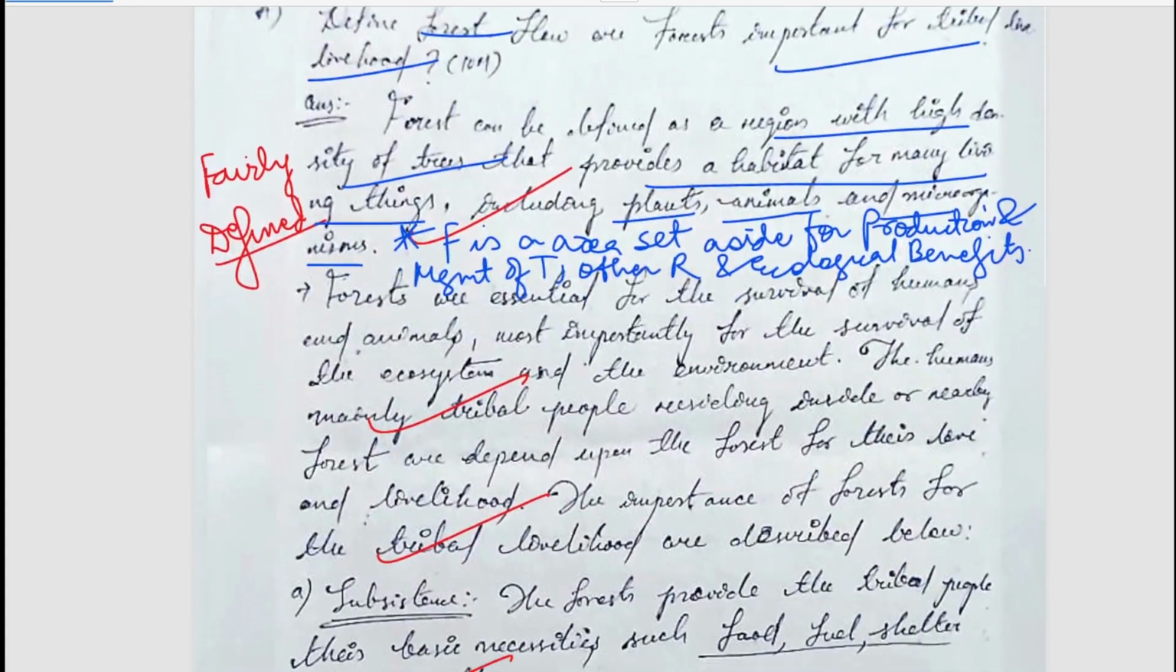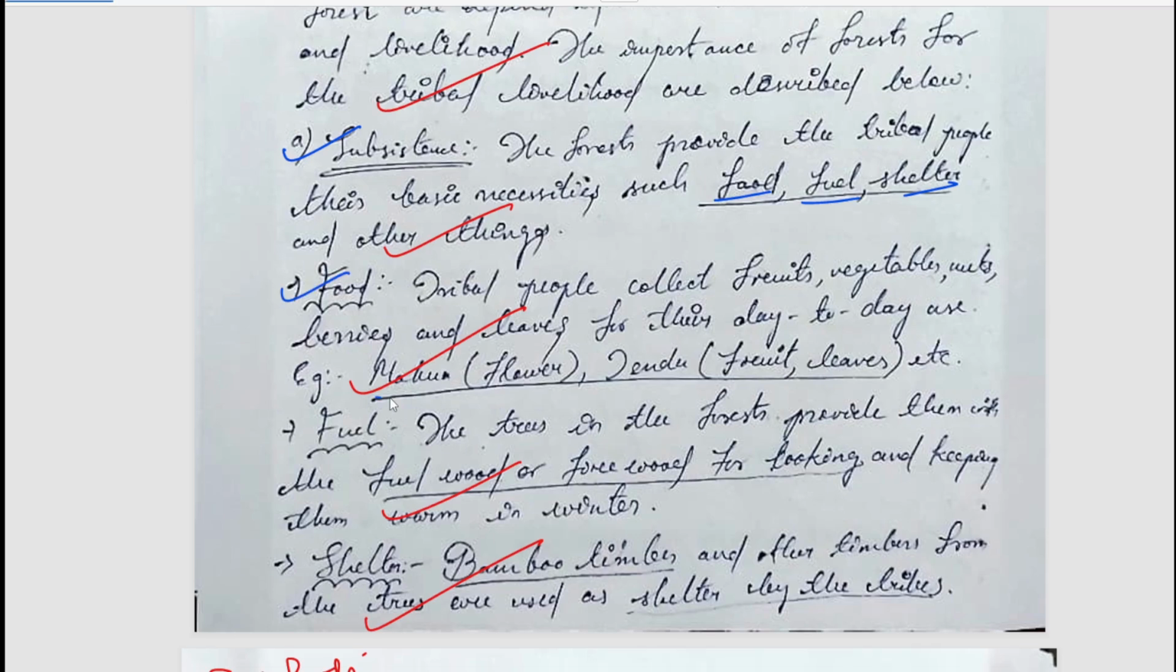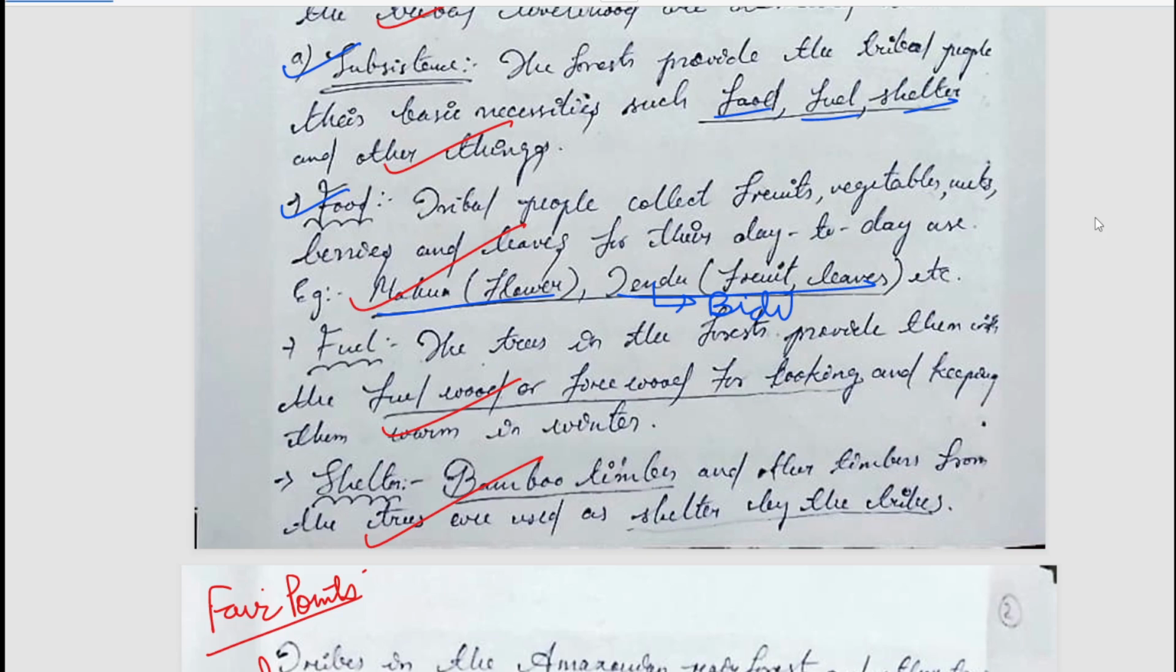Now let's see how these are helpful in tribal livelihood. Obviously they can be helpful in subsistence. They provide food, fuel, shelter, and other things. Food, such as mahua flower is eatable, tendu leaves are edible, and these tendu leaves are generally used in beedi making, which we know as local cigarettes. Fuel, obviously, the forest provides fuel wood. Shelter, such as bamboo and timber, is used for making huts and other things.